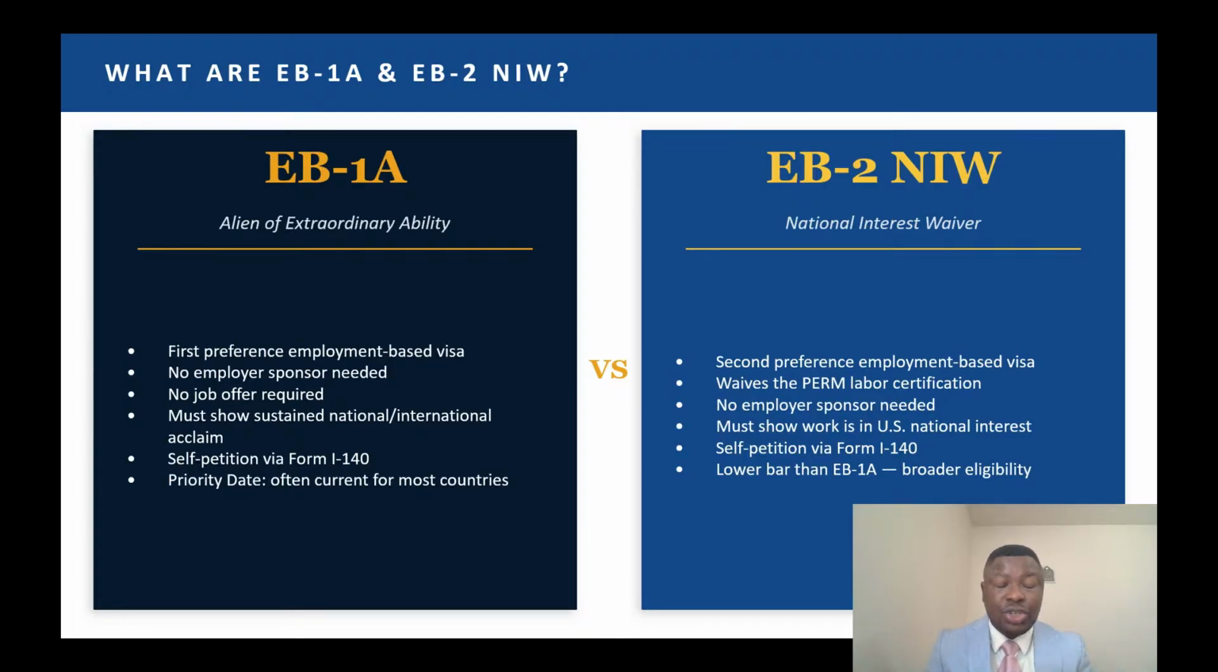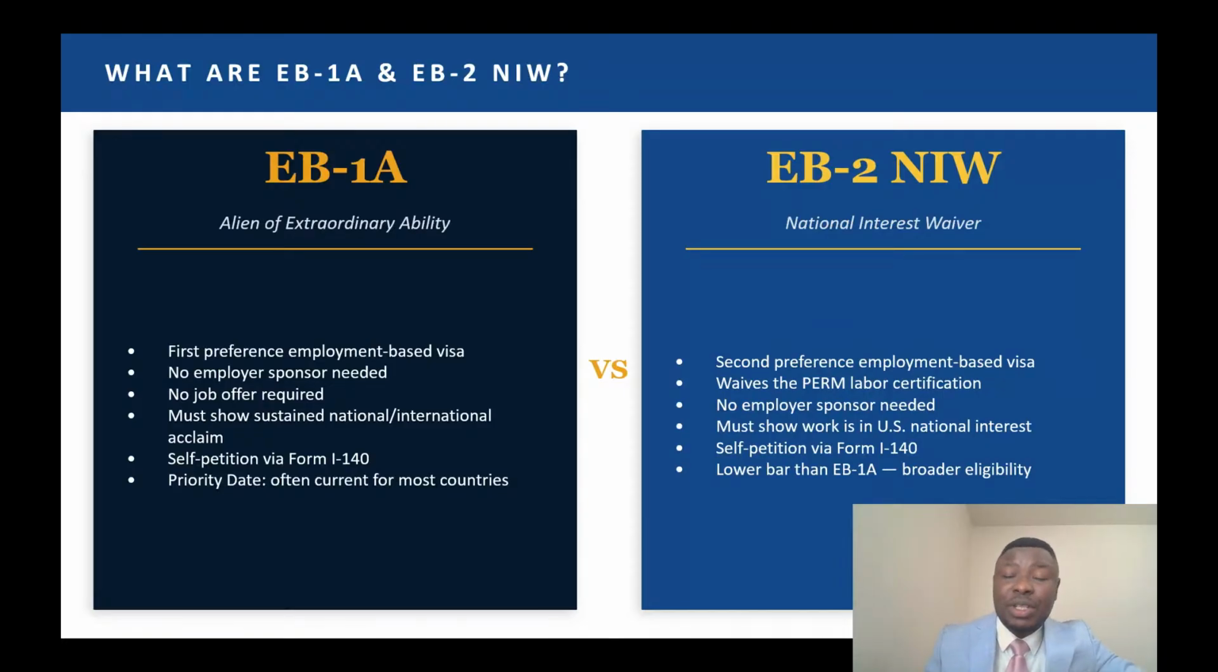You can self-petition. That means that you don't need someone to file for you. You don't need somebody to petition for you. You can petition by yourself, write it by yourself, or engage the services of somebody to help you write it. And if you get approved, then you can get a green card. And then the priority date is often current for most countries. What that means is that if you file and you are approved, you can get a green card easily. You don't need to wait.